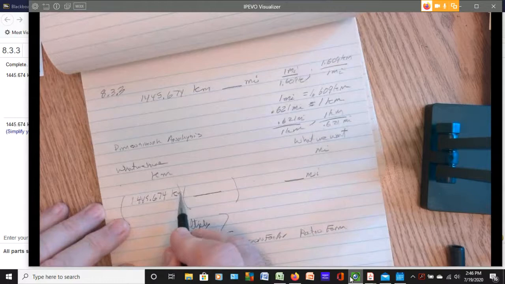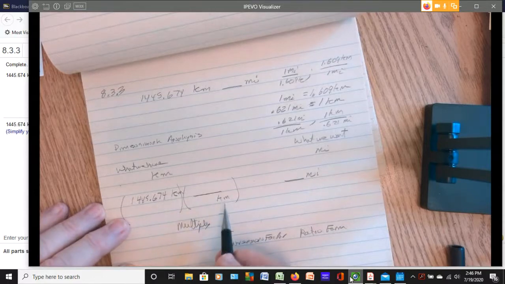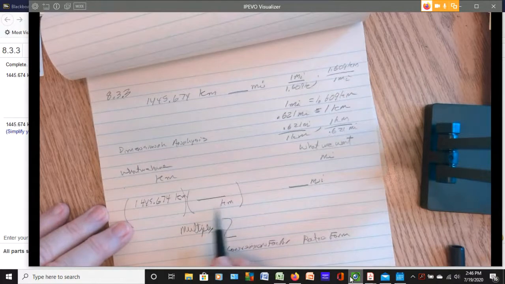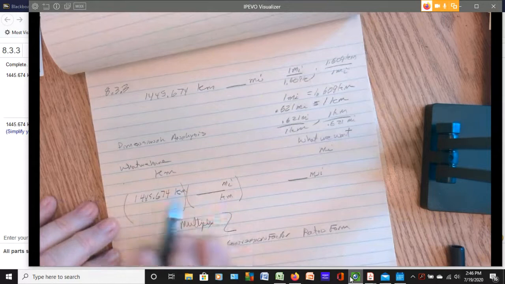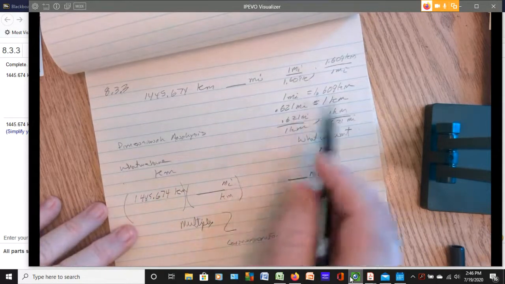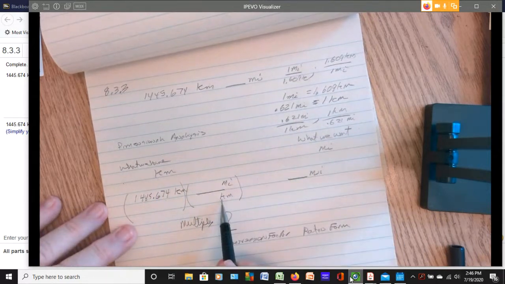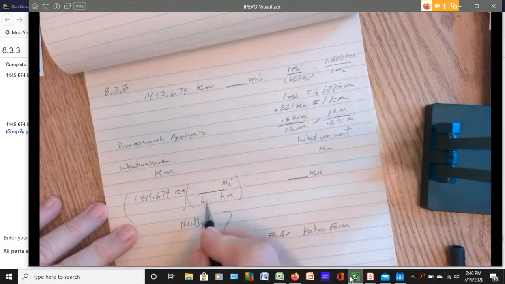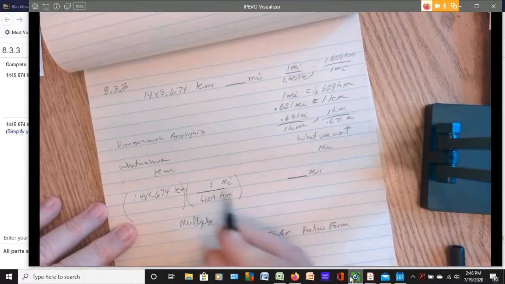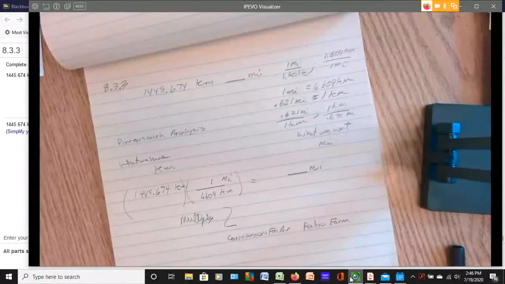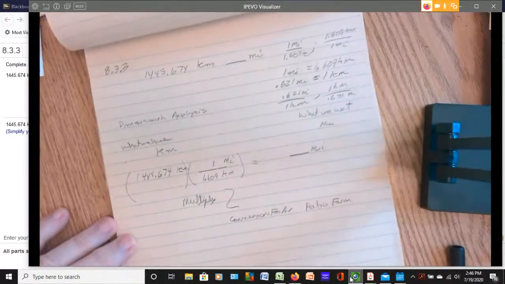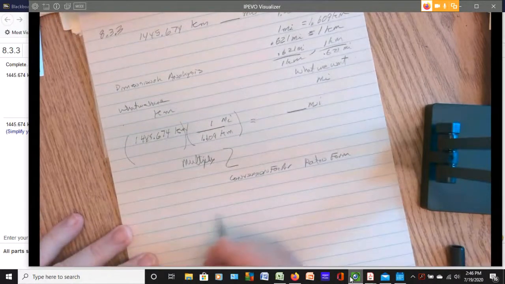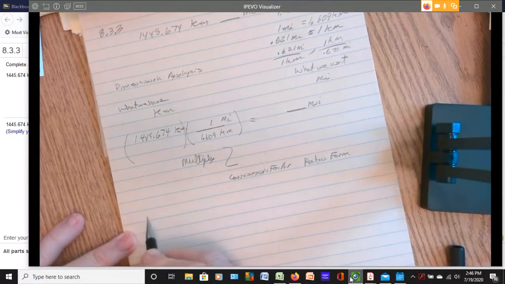So what I need to do here is use the conversion factor in such a way that the kilometers are going to cancel out, meaning when I multiply through, it's going to be like canceling common factors. So I need to use one of these that has the kilometers in the denominator of it. And you say, well, you use this one, 1.609 kilometers to 1 mile. Okay. And you say, well, okay, I could do that.